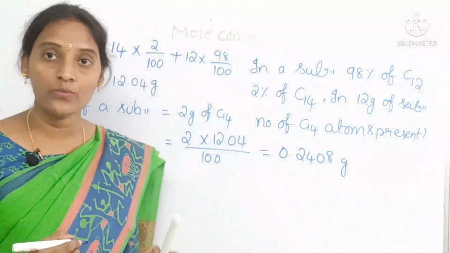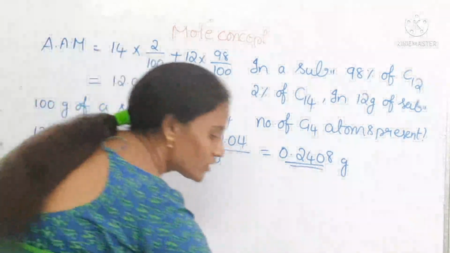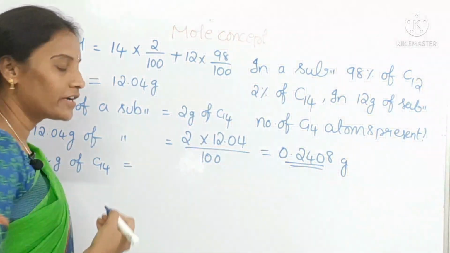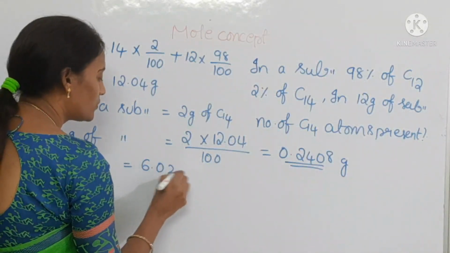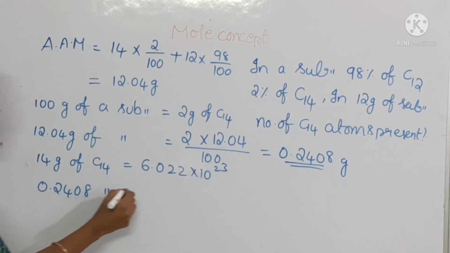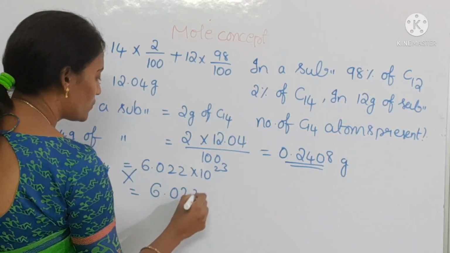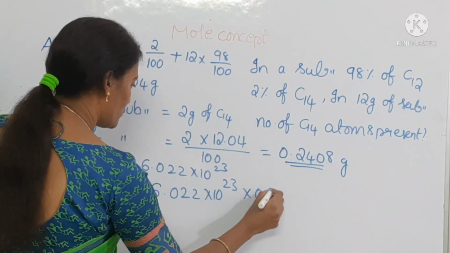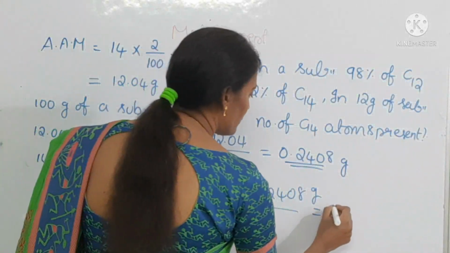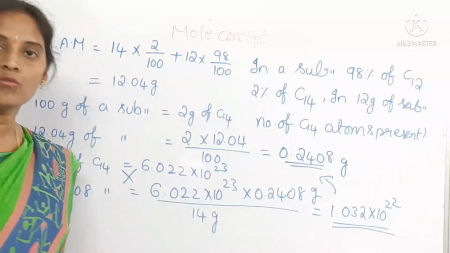Then you have to calculate the number of particles present in this amount. Okay, so 14 grams of C14 you can take. 14 grams of C14 has Avogadro's number of particles, nothing but 6.022 into 10 power 23 particles, students. Then 0.2408 grams of C14 has how many particles? That is what he is asking. Here also cross multiplication: 6.022 into 10 power 23 into 0.2408 grams divided by 14 grams, students. Then you will get the value 1.032 into 10 power 22 particles present in this particular amount of substance.